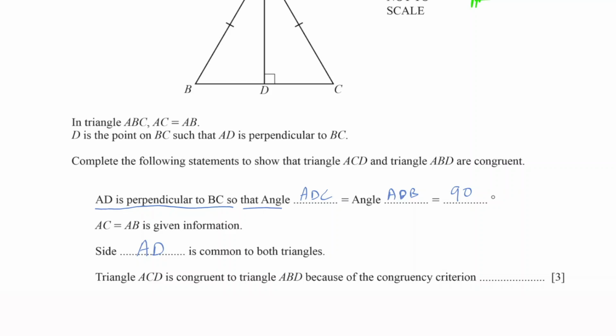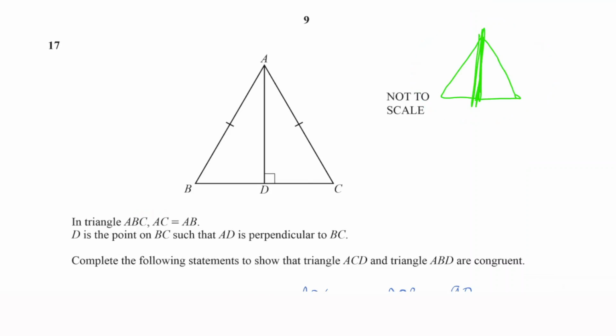We have certain congruency conditions like SSS, RHS. So which congruency condition here? I want to tell you that this is RHS because one of the sides is the hypotenuse, right? RHS. R means right angle, right? This is a right angle, one is 90 degrees. And H means hypotenuse.